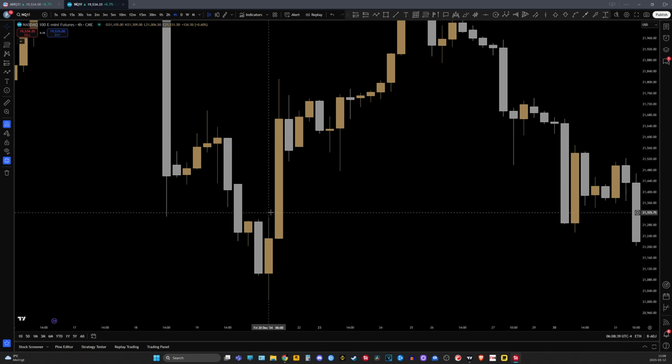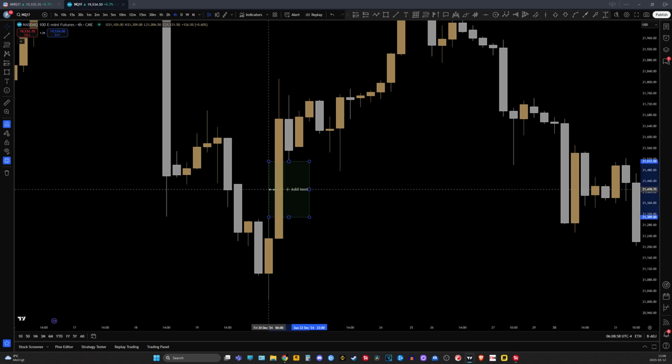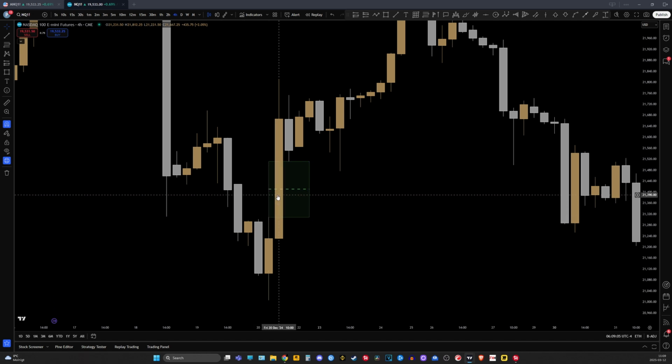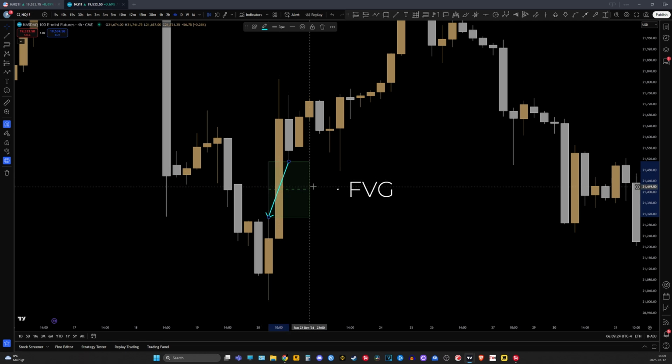A fair value gap is a gap between the wick of the first candle and the wick of the third candle. So, as we can see, on this first candle, the wick ends here. And then there's a space where there's no wicks until we get to the third candle, where we find the wick here. So between these two candles, there is a space on this second middle candle where the wicks don't overlap with each other. And that is where we draw our fair value gap.